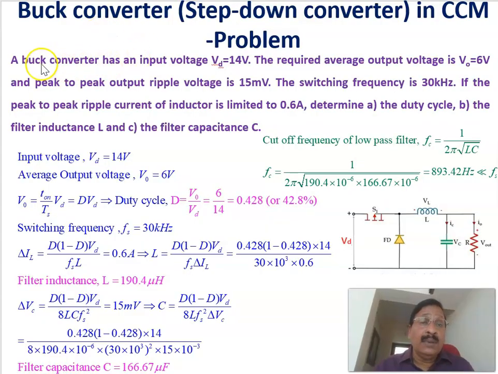Now coming to a problem of a buck converter. A buck converter has an input voltage of 14 volts. The required output average voltage equals 6 volts. The capacitor voltage ripple is given as 15 millivolt, not the inductor, as the inductor is the current only. The current limit is 0.6 amperes, that is delta IL equal to 0.6 amperes, and delta VC is given as 15 millivolt. The switching frequency is 30 kilohertz. If the peak to peak ripple current is 0.6, determine the duty cycle, the inductance value as well as the capacitance value. We have to design L and C.